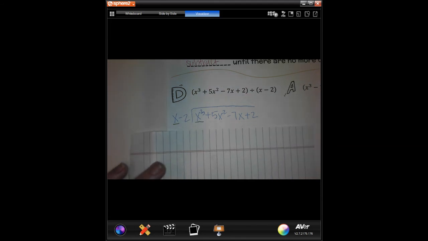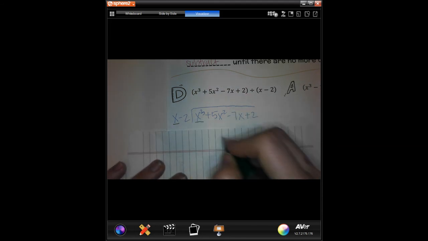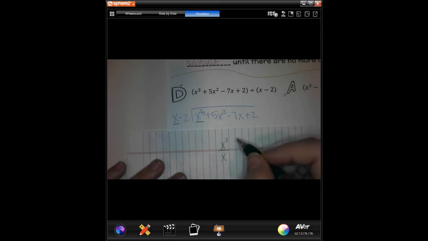So what I like to do separately is take that first term of x cubed and put it over the x. So then I have x cubed divided by x. And I know that this really means x times x times x up top and 1 times x on bottom.